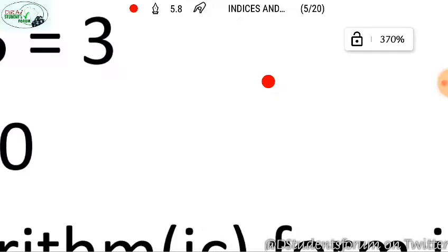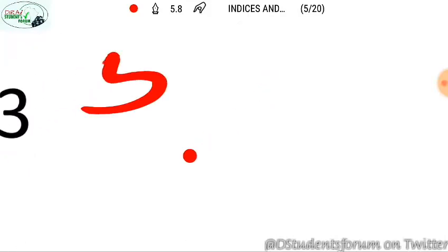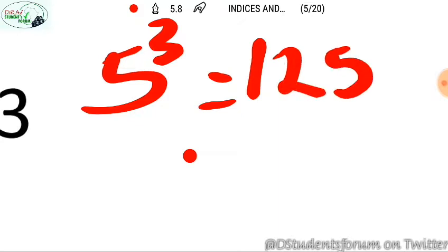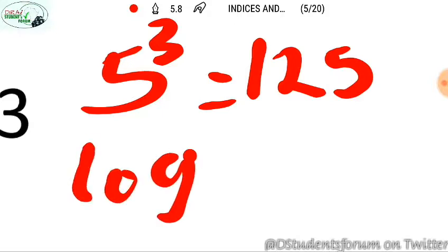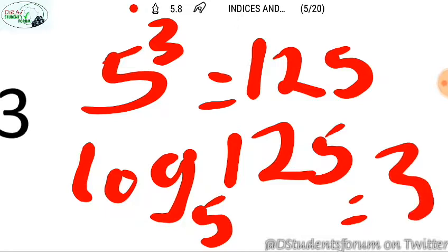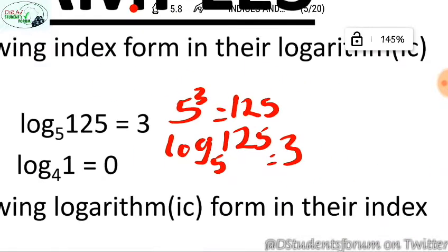We have 5 raised to the power 3 to be equal to 125. 5 times 5 gives us 25. 25 times 5 gives us 125. So definitely the log of 125 to base 5 will be equal to 3, because we are taking it from the index form to the logarithmic form.